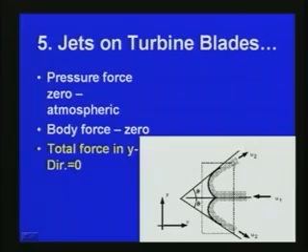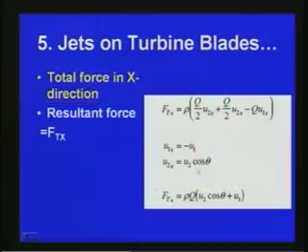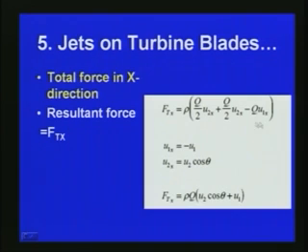And u 2 x is equal to u 2 cos theta. So finally, the resultant force F T x is equal to rho q into u 2 cos theta plus u 1. So for this particular case, the resultant force is equal to rho q into u 2 cos theta plus u 1.